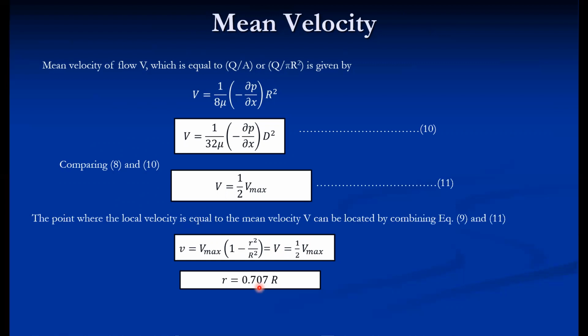Exactly from the center, almost at 70% portion, that is 0.707 R, is the radius where the local velocity reaches the mean velocity. That means the mean velocity V occurs at a radial distance from the center where the local velocity is equal to the mean velocity.